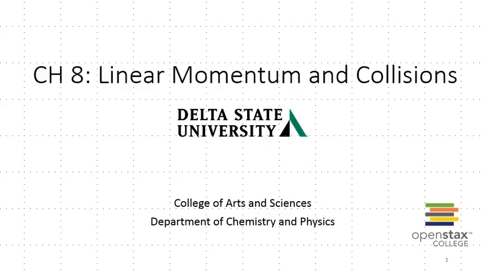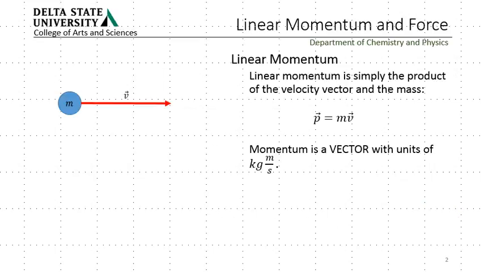Welcome to Chapter 8 on linear momentum and collisions. We're going to cover several aspects of momentum and collisions here, but let's start with what is momentum. All right, momentum is a vector. And it's a vector because momentum is just mass times velocity, and velocity is a vector.